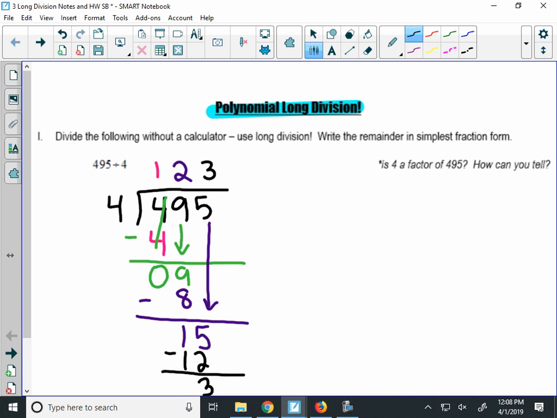Now, when we write the remainder, since it's a positive 3, we write plus 3 divided by 4. So it's 123 and 3/4 as the remainder. That's the quotient and remainder.